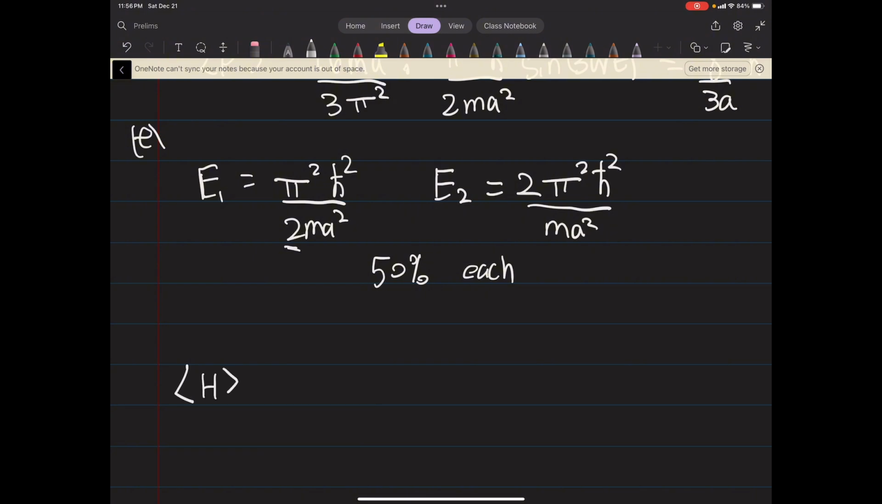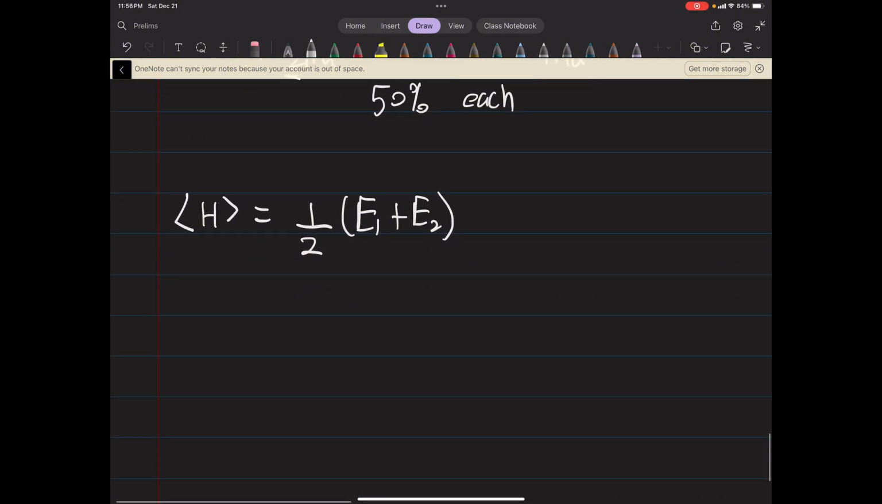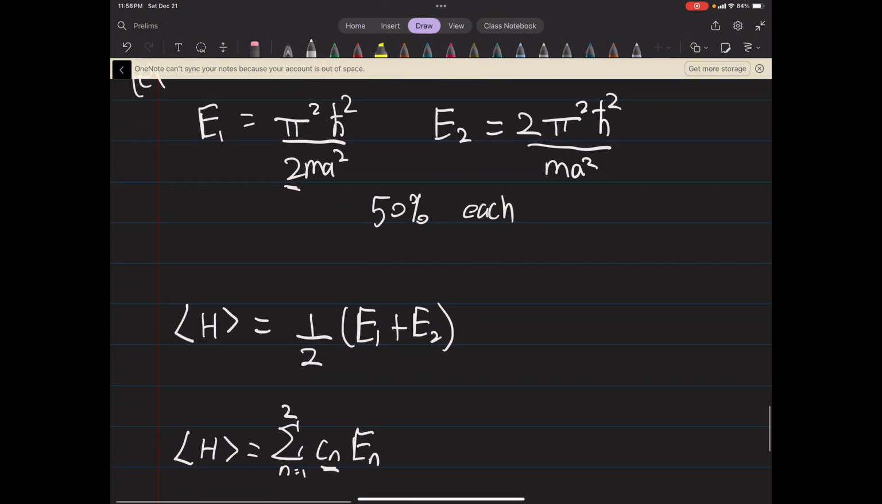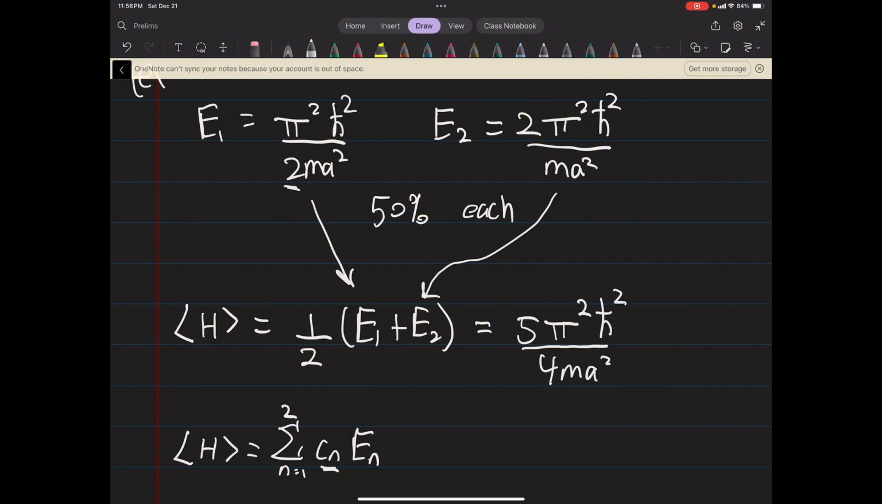So then, the expectation value of our Hamiltonian is just going to be 1/2, which is our weighted coefficient, times E1 plus E2. Because remember, this is our sum over n of C sub n, E sub n. In this case, we go from n equals 1 to 2, and C sub 1 equals C sub 2 equals 1/2. And then you can plug these in here. And if you do that and simplify, you should get 5 pi squared h bar squared over 4m a squared. So that's how you approach this problem.